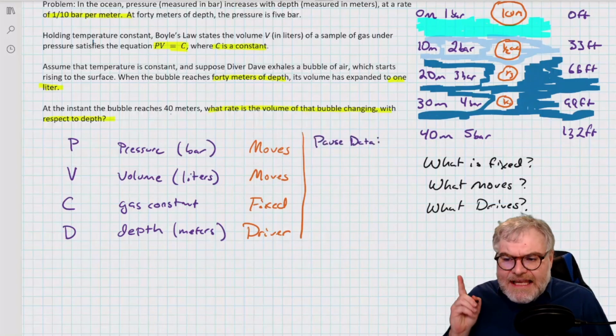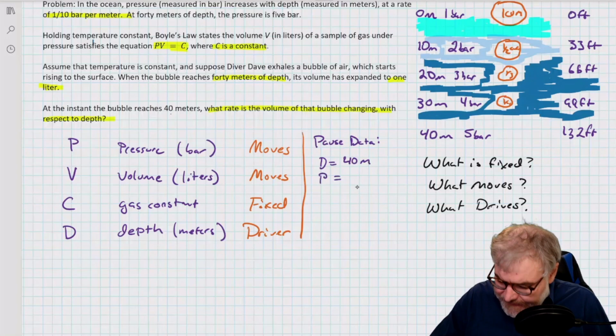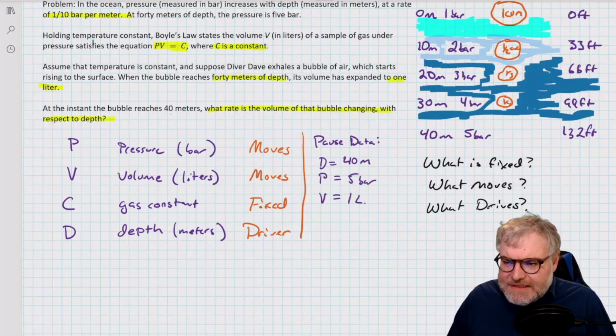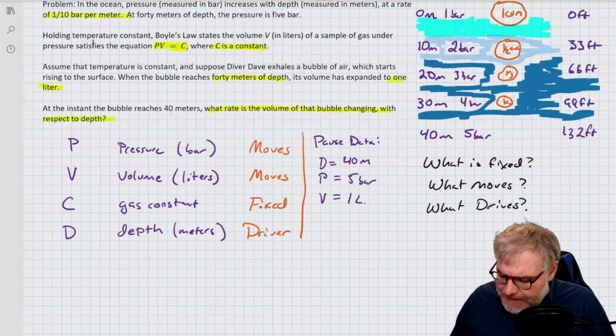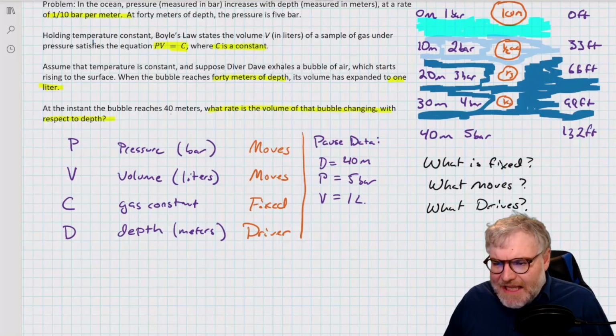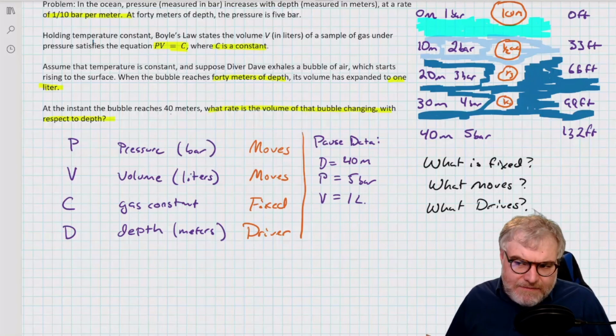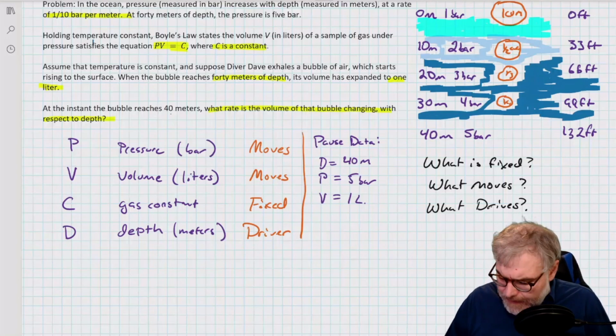This is data I cannot sub in yet. Okay, so this data is pause data. I can't sub it in yet. So there's nothing really fixed. What's the relationship here? The relationship is PV equals C. The gas constant is fixed, but I don't know what it is. Okay, and then the other thing I want to solve is dV with respect to depth.